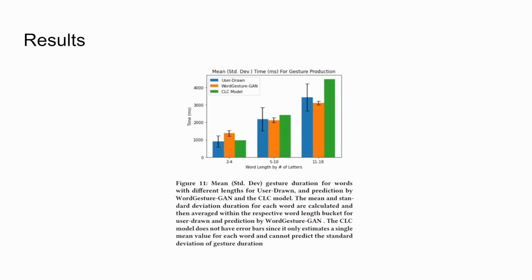Since our model can also predict the duration of gestures, we also compare our model against the curves, lines, and corners model, or the CLC model, which is designed to predict the mean duration of gestures given a word. As can be seen from this bar graph, while the CLC model is able to better predict the duration of gestures for lengths of words that are shorter, as the length of words get longer, the WordGesture-GAN is better able to predict the duration of gestures compared to the CLC model.